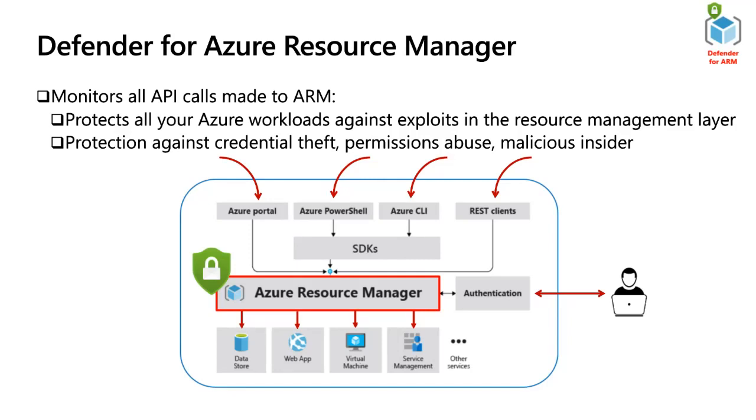All those calls are also called operations. So we collect and monitor such data, and we start executing detection rules or sets of machine learning, which will then generate an event, therefore trigger an alert and incident. By doing so, we are able to protect all your Azure workloads against exploits in the resource management layer, as well as protect against credential theft, permission abuse, and malicious insiders. And actually, the second bullet right there is going to be demoed in my demo.